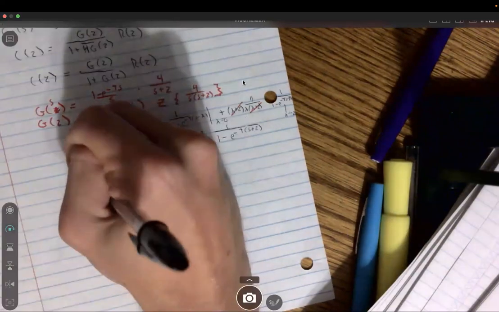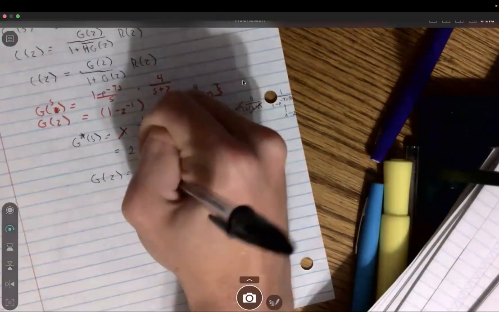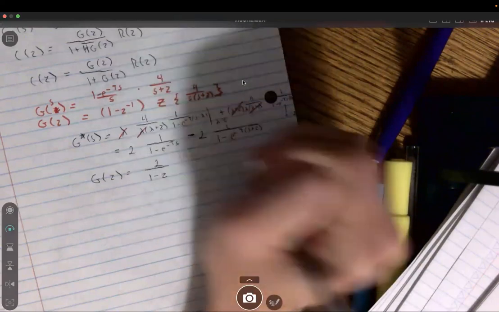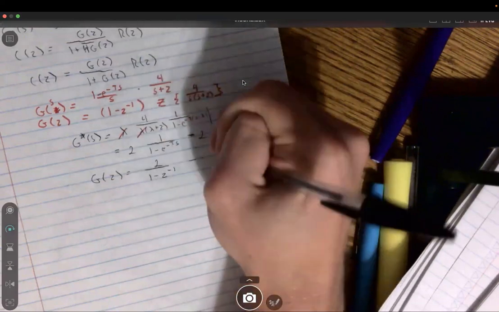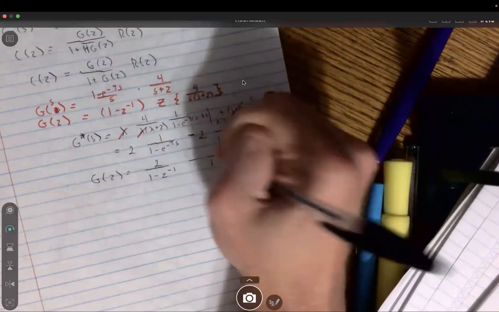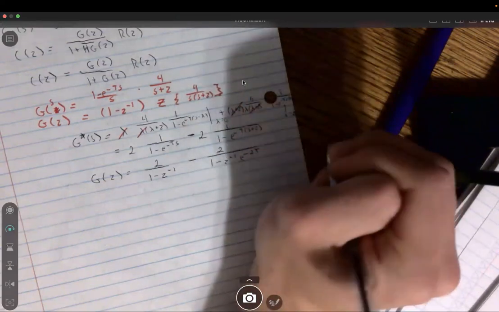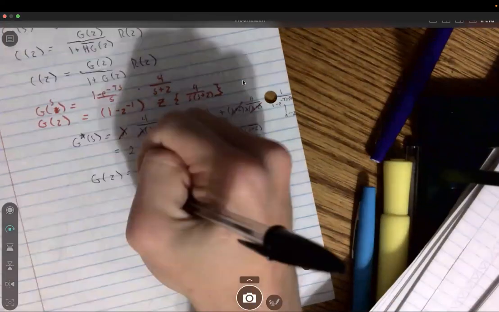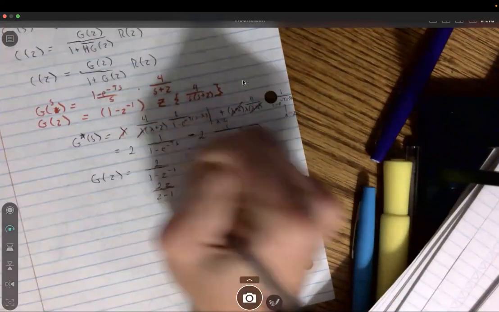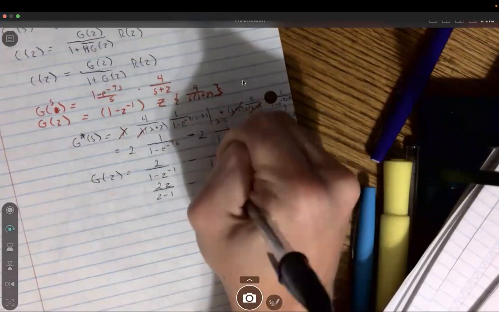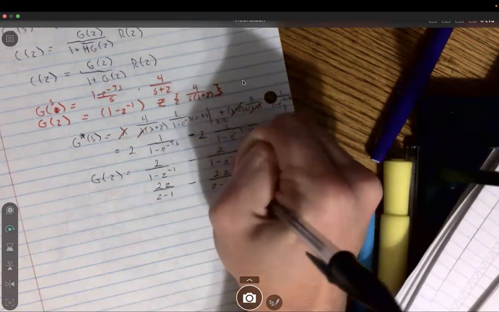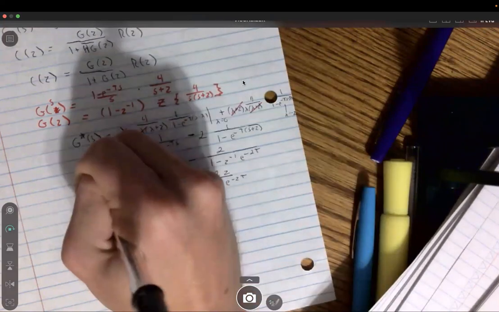So G of Z is going to equal 2 over 1 minus Z to the negative 1, minus 2 over 1 minus Z to the negative 1 e to the negative 2T. Then we multiply by Z. So 2Z over Z minus 1, minus 2Z over Z minus e to the negative 2T, is our G of Z.